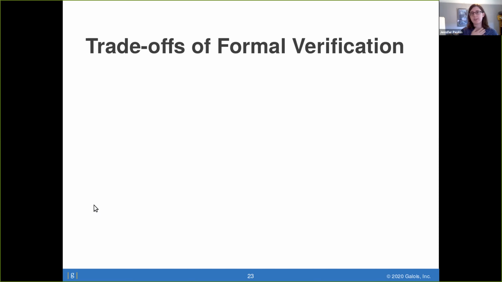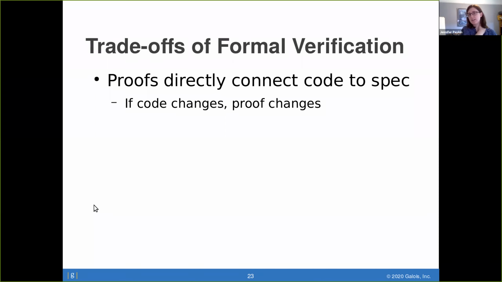Formal verification comes with a number of trade-offs. On the plus side, the proofs directly connect your code to your specification. So what that means is that if your code changes, then your proof also has to change with it. This may or may not be automatic. There are some proof systems where the proof can be more automatic. And so if your code changes, then it will automatically run the proof again and be able to solve it for you. QWIRE, the system that we developed, is not actually automatic, it's interactive. I'll say it's semi-automatic.